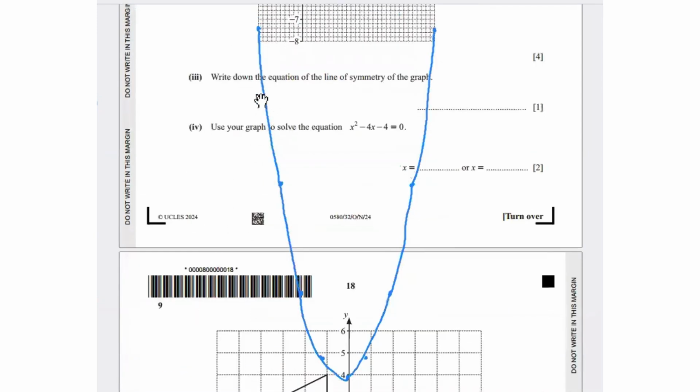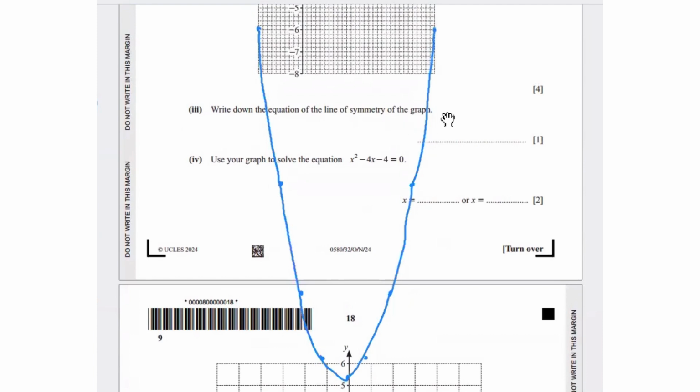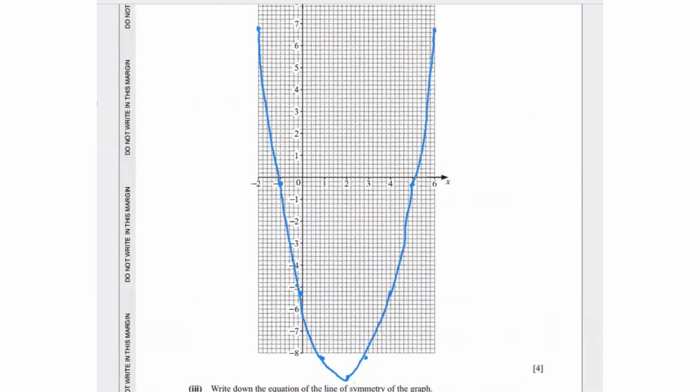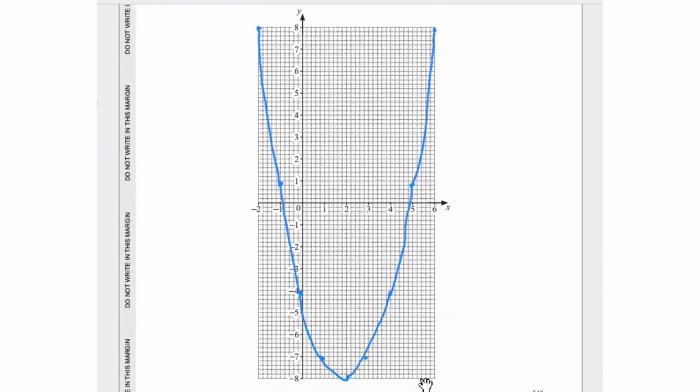Then write the equation of the line of symmetry, and then use the graph to solve the equation x squared minus 4x minus 4 equals 0. For the line of symmetry, it's pretty obvious. That is x equals 2. The line of symmetry is always your x coordinate, not the y coordinate. So if you draw that over here, this is your line of symmetry.